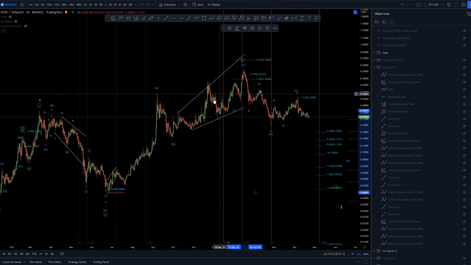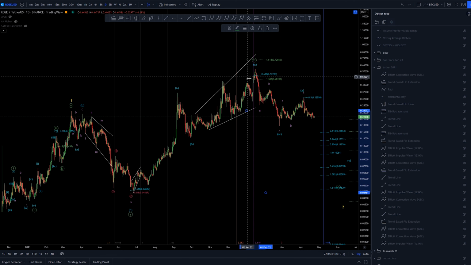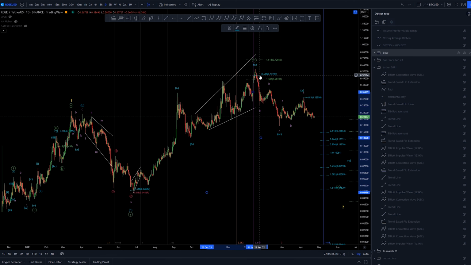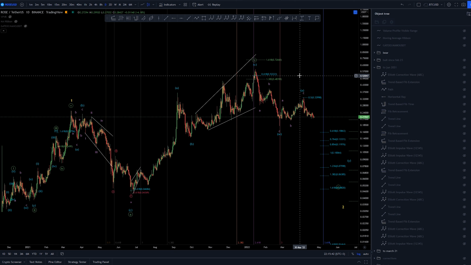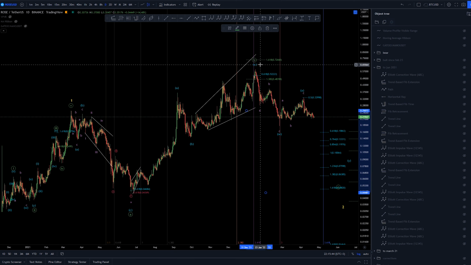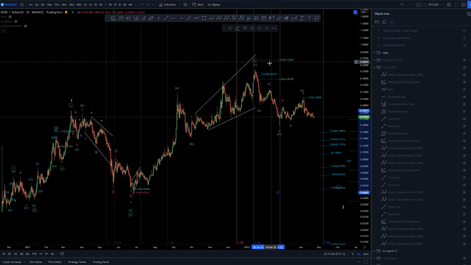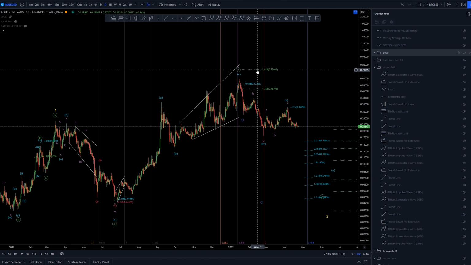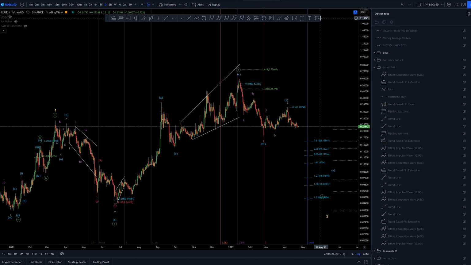Now B is around the least or the minimum target for this ABC structure, just above the 618, and for the green count, which is the minute count for the AB, it does not go above the 1.618 area, at which it would basically invalidate this count possibility. But as it did not, I still keep my options open.